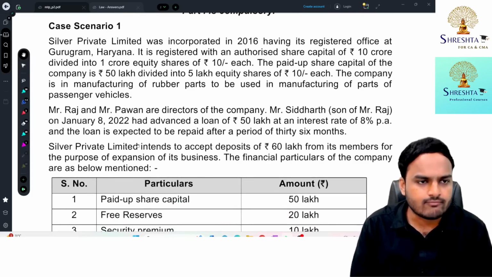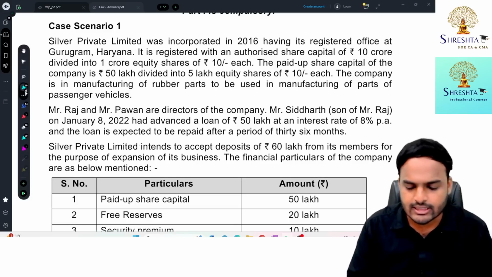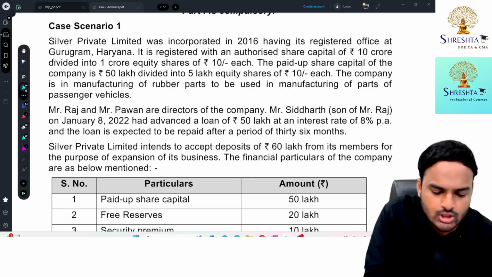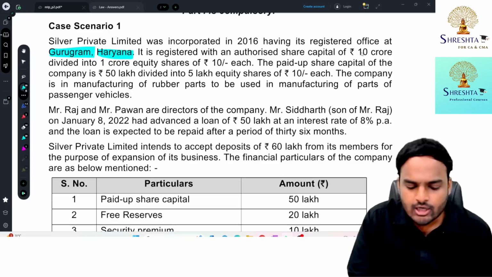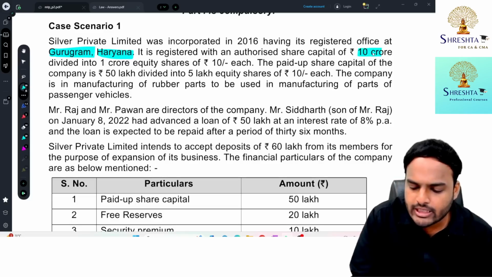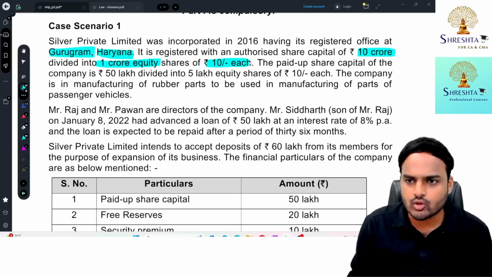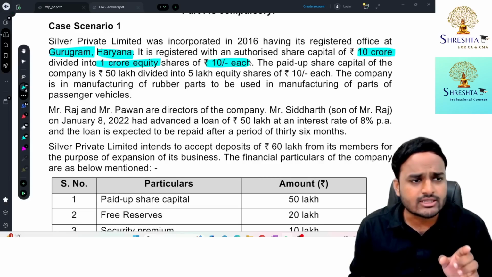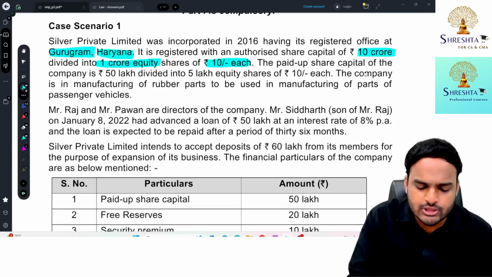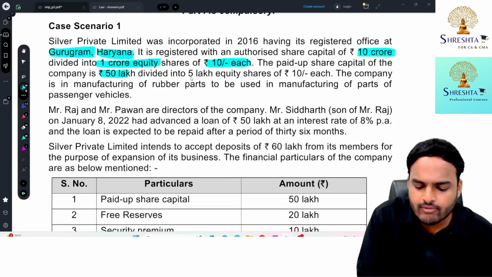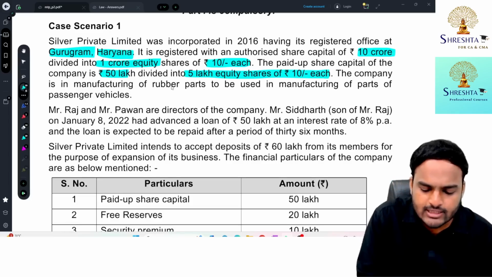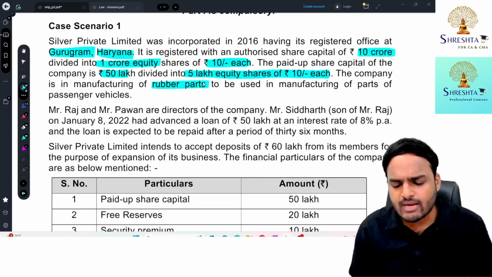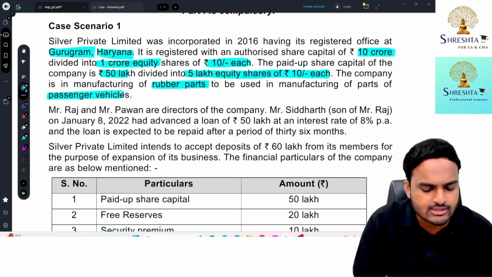Silver Private Limited was incorporated in 2016, having its registered office at Gurugram, Haryana. It is registered with an authorized share capital of 10 crores divided into 1 crore equity shares of 10 rupees each. Authorized share capital 10 crores, registered office situated in the state of Haryana. The paid up share capital of the company is 50 lakh rupees divided into 5 lakh equity shares of 10 each. The company is in manufacturing of rubber parts to be used in manufacturing of parts of passenger vehicles.